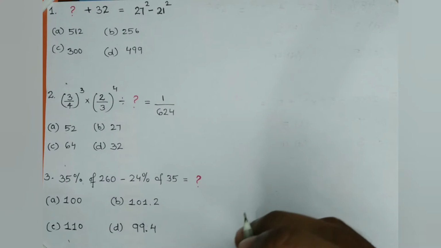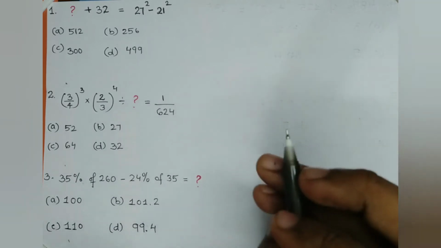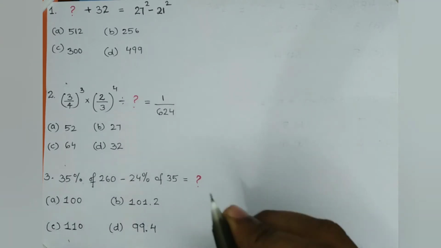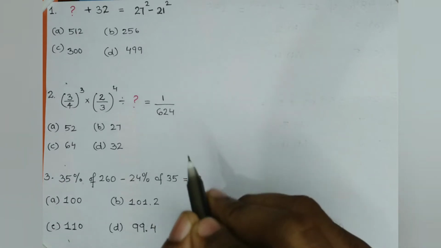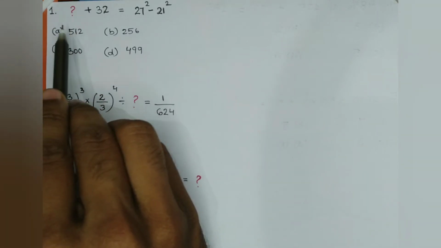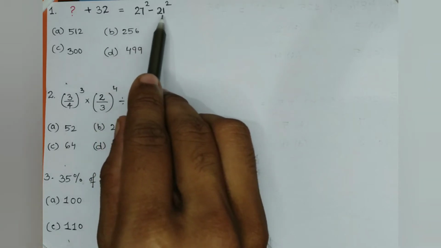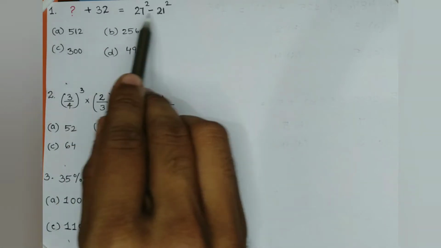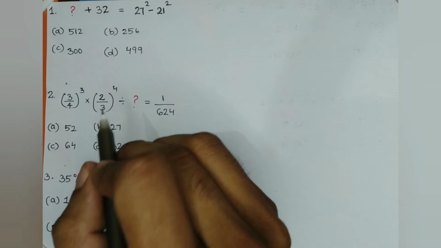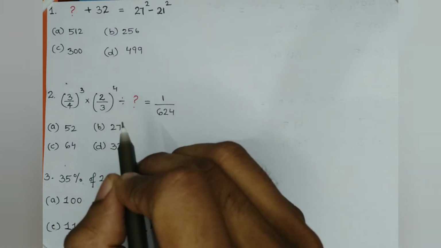Hello friends. From today onwards, we are starting a new series, and we are starting today with simplification. Here is the first question: the question mark plus 32 will give you 27 square minus 21 square. You have to simplify this question with accuracy and with speed, right?